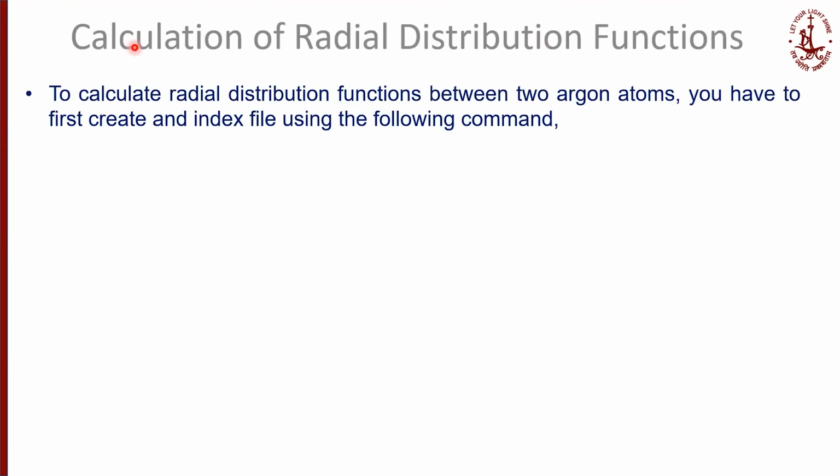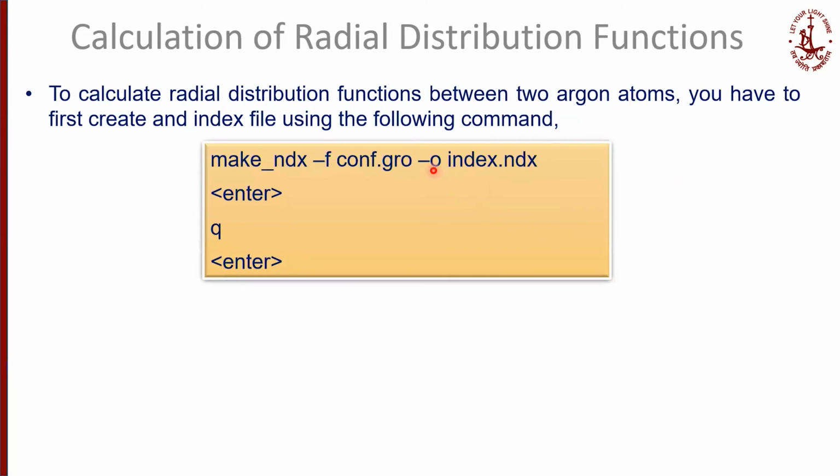So how do you calculate? Suppose you want to calculate radial distribution function between two argon atoms because it is a liquid argon simulation. So first you have to create an index file which will contain index of all argon atoms. How to create an index file? Using the command make_ndx. Again, if you type -h, it will show you what is the input file, what is the output file. Here, the only input file that you need is your GRO file. Any GRO file will work. Either your initial one or your energy minimized or your full.gro.